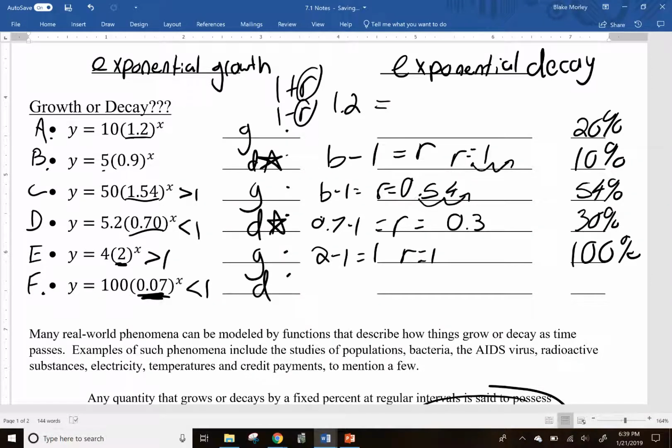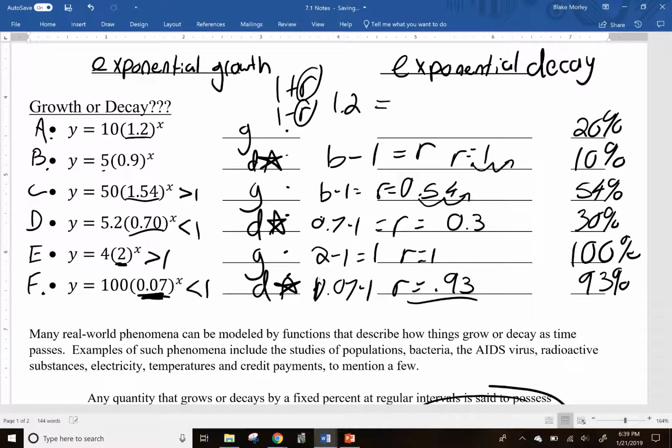And the last one, if you take 0.07 and subtract 1, B minus 1, we get negative 0.93. Again, you don't have to use the negative as the R value. The negative just means it's decay. So the R value, it's decaying by 0.93, which is 93%.